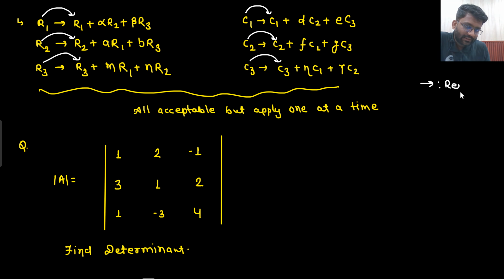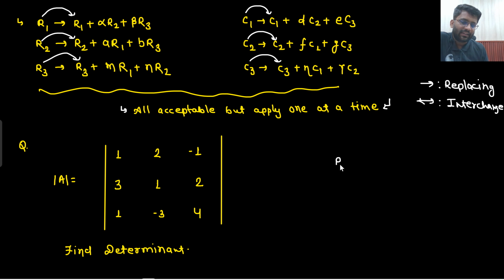Okay, this is the sign of replacing. And this was the sign of interchanging, right? Do you remember the property of interchanging? That if two rows or columns are being interchanged, then their determinant is multiplied with minus 1. Understandable? Now all these transformations are acceptable, but we will apply only one at a time.